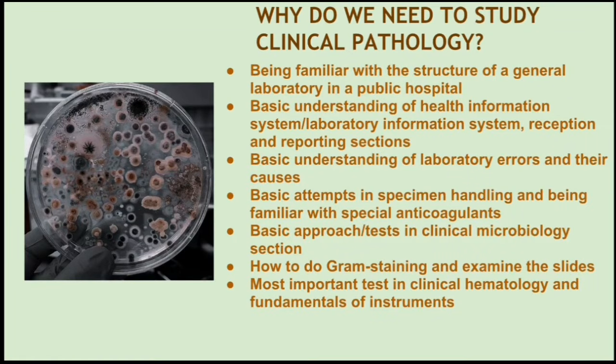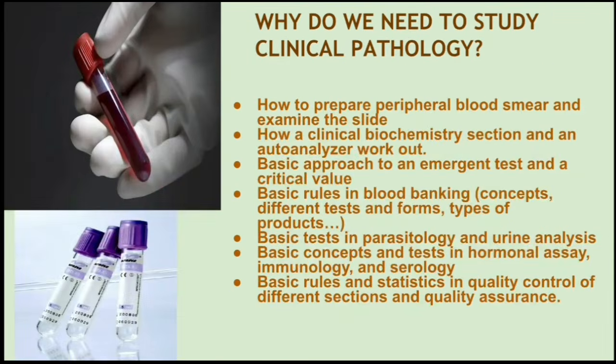The most important in clinical hematology is the fundamentals of instruments. What are the instruments that are used in clinical hematology? We'll be studying about that in clinical pathology. Moving on. Next point, how to prepare a peripheral blood smear, and how to examine the peripheral blood smear under the microscope. Then the clinical biochemistry section and an auto analyzer workout. We'll be studying each of them in different videos. For now, we'll see the importance of clinical pathology in the day-to-day studies of a student.